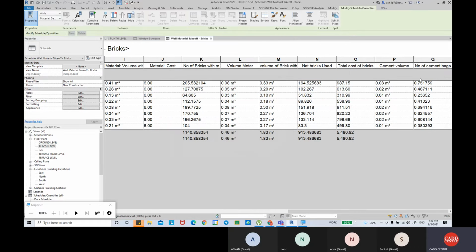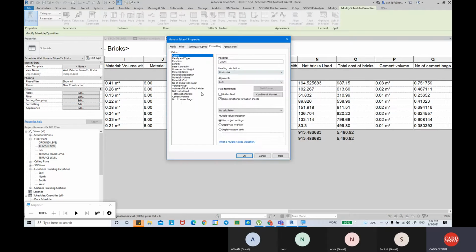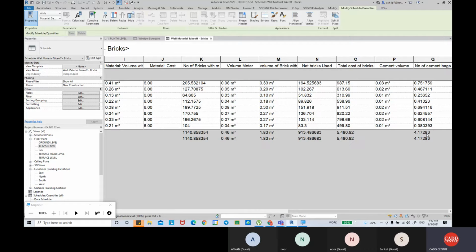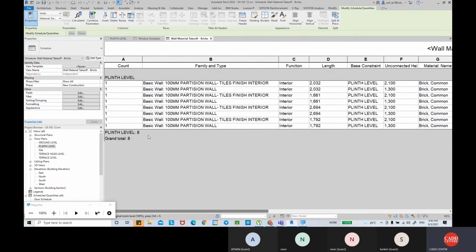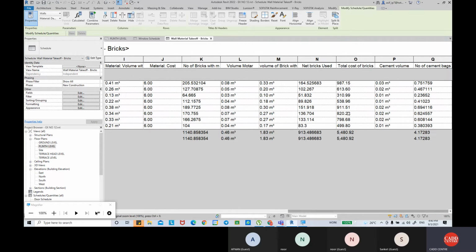Yeah, there we go. So this much number of cement bags would be utilized, and I need to go to format editing and calculate the total of this as well. So we almost required 4.17 bags actually. So 4 to 5 bags, 4 bags only for just 8 walls, for almost this much walls. You get this number of cement bags.